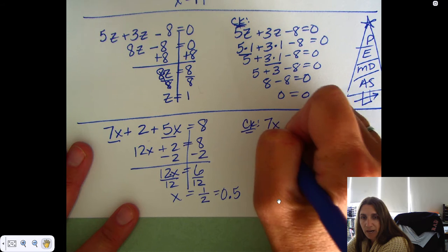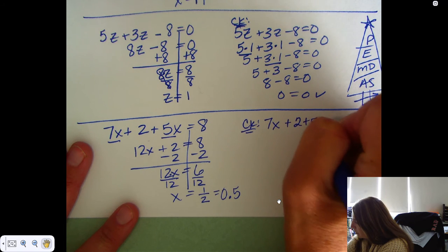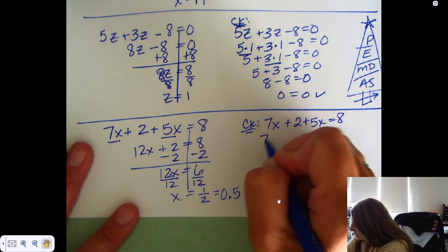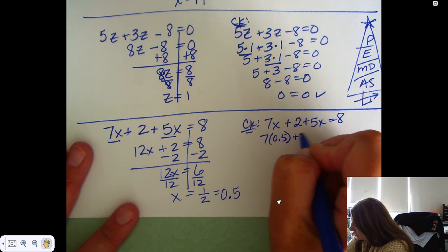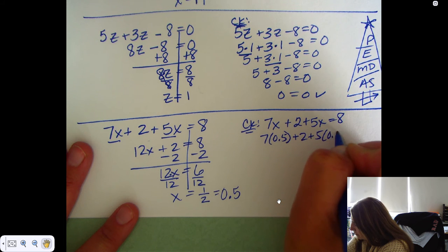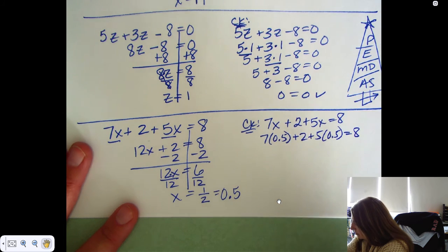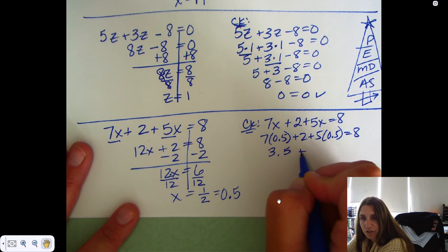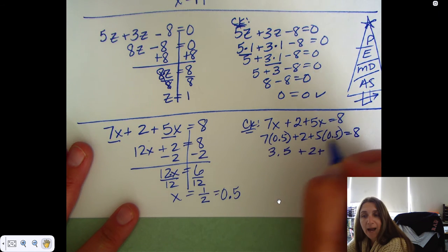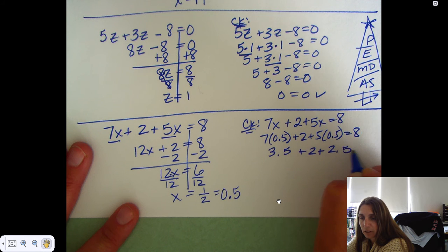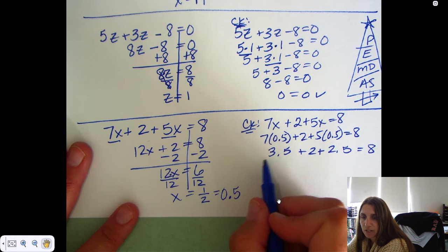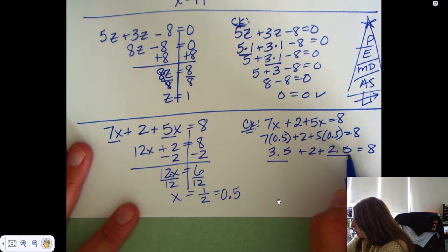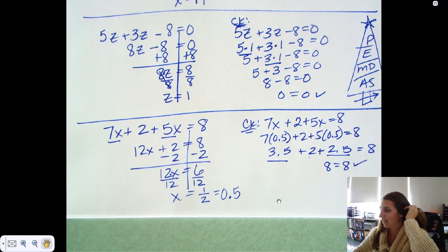Okay, so we have 7x plus 2 plus 5x equaling 8, rewriting my problem. 7 times 0.5 plus 2 plus 5 times 0.5. Or I could have typed in a half each time. So half of 7 is 3.5 plus 2 plus half of 5 is 2.5 equaling 8. So let's see, 3.5 plus 2.5, 4, 5, 6 plus 2, I have 8 equals 8. Check and proof. All right.